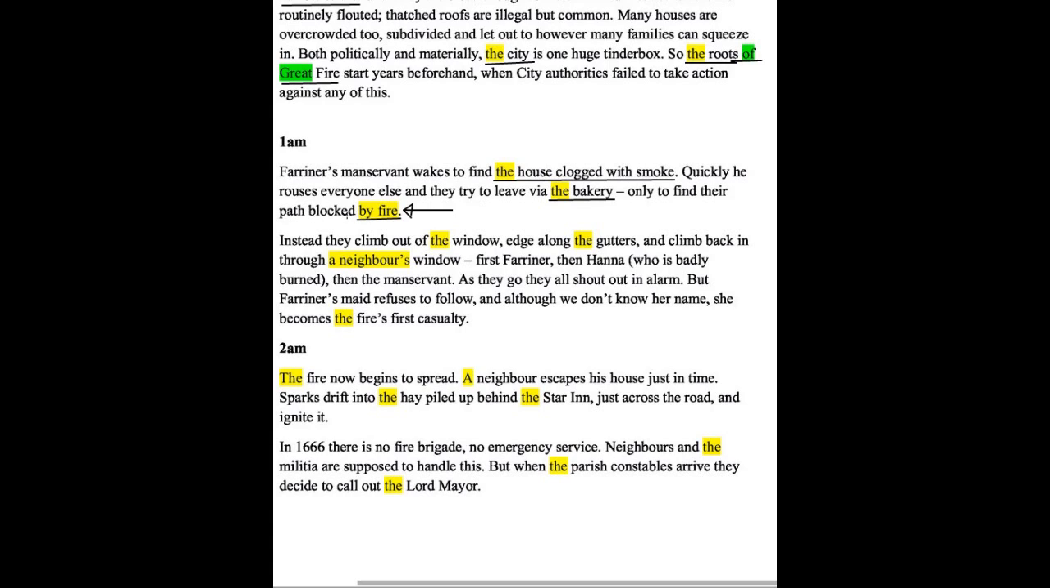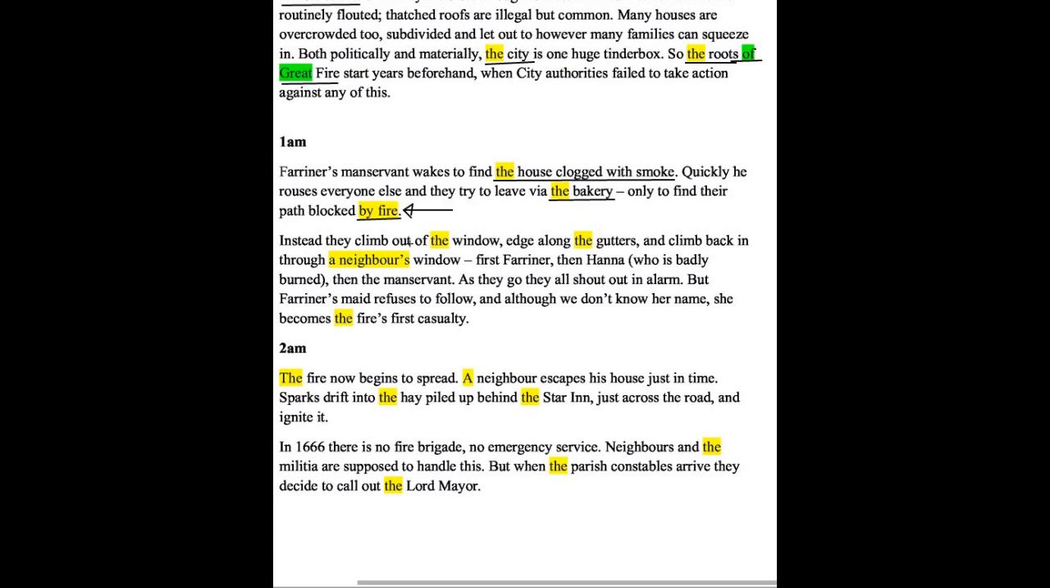And with this by, blocked by fire, blocked by water, blocked by could be any kind of noun, and it would just mean blocked by that substance. I think it's like saying I travelled by plane or by car. You just miss the article out in that expression. But you don't have to. You can say only to find their path blocked by the fire, or whatever else was blocking their path. It could be blocked by the man, or you can say blocked by men.